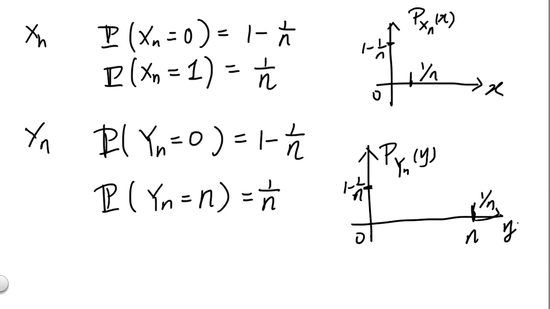And for the remainder of the problem, we'll be looking at the regime where the number n tends to infinity and study what will happen to these two sequences of random variables. In part A, we're to compute the expected value and variance for both Xn and Yn. Let's get started.